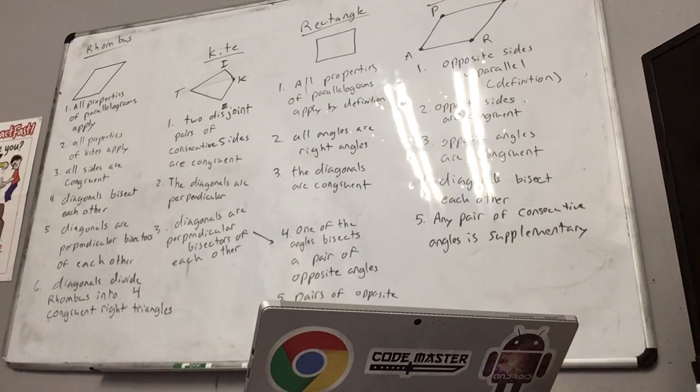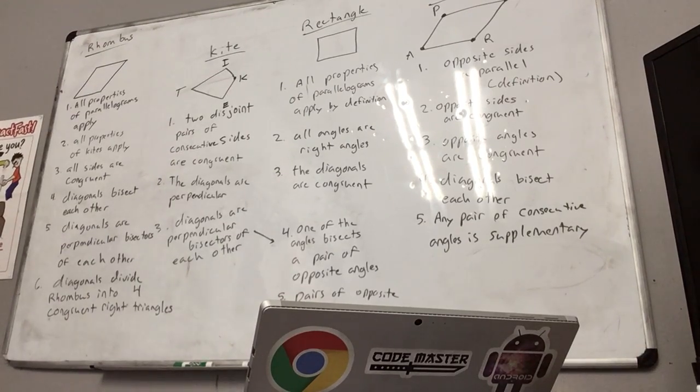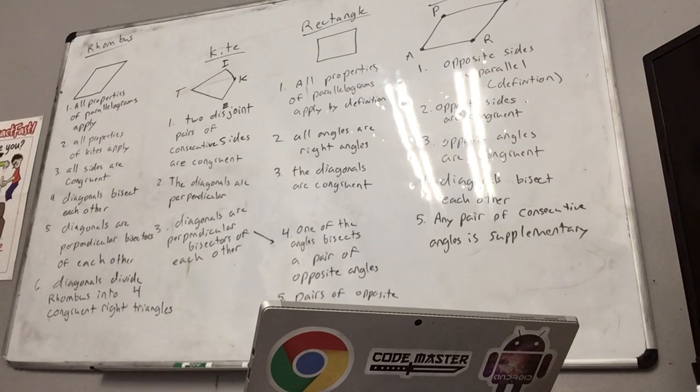For rectangles, all properties of parallelograms apply. Angles are right angles. The diagonals are congruent. As for kites, the two disjoint pairs of consecutive sides are congruent. The diagonals are perpendicular, and then the diagonals are also perpendicular bisectors of each other. Finally, one of the diagonals bisects a pair of opposite angles. And then one pair of opposite angles is congruent.